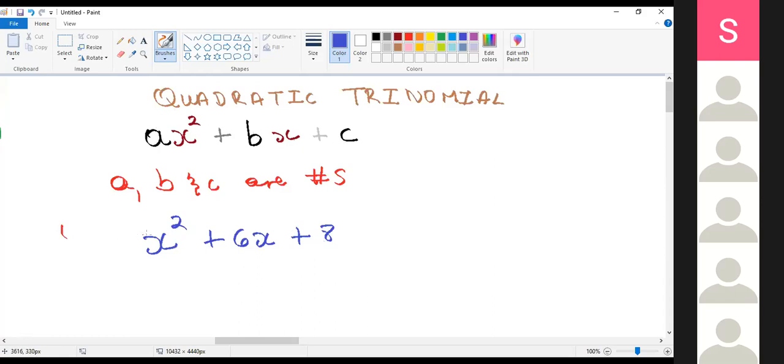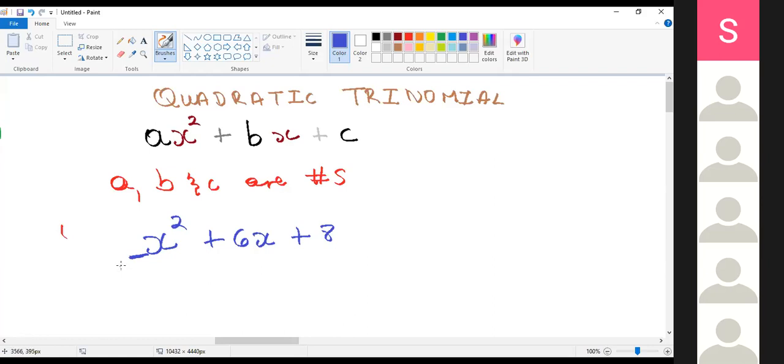What is a in this equation? What is a? No, a is the number. What is a? No, not the square. a is the number in front of it right here.